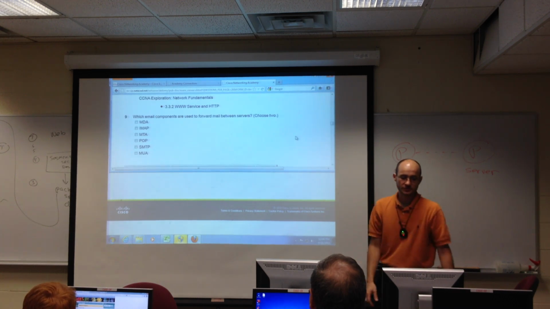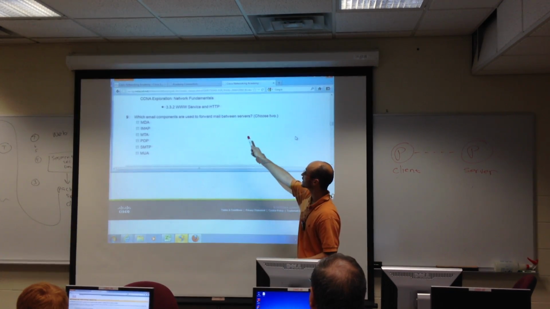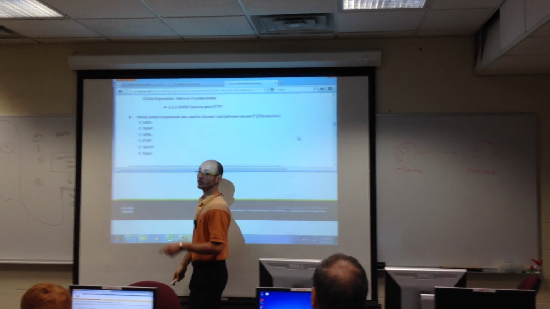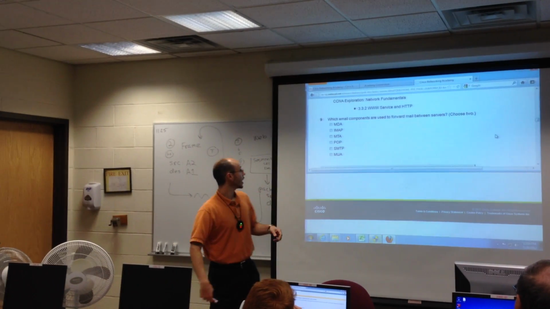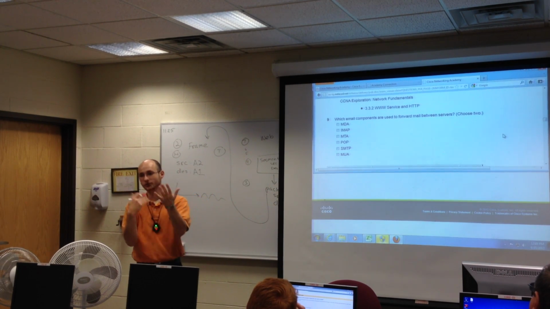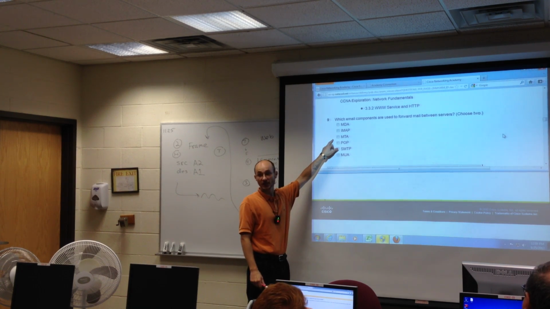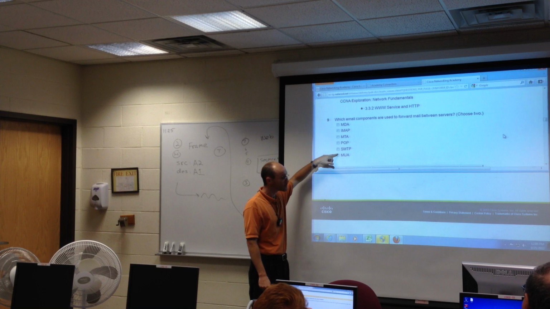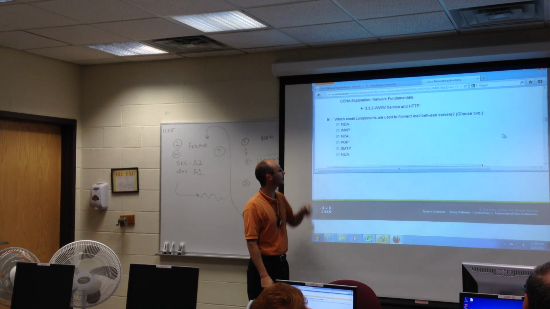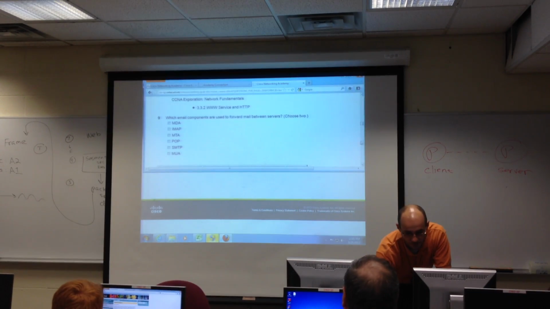Which email components are used to forward email between servers? POP, SMTP, to deliver email between servers. IMAP? That's actually used to mix webmail with traditional mail, and that can go in both directions. MDA and MTA. The MTA is the mail transfer agent, which uses SMTP to deliver it. So these are the two: MTA and SMTP.